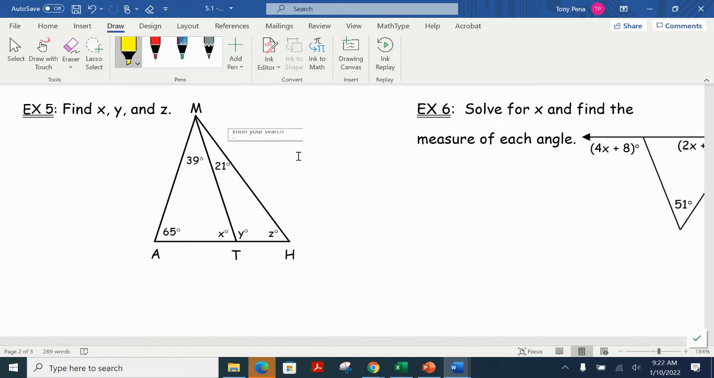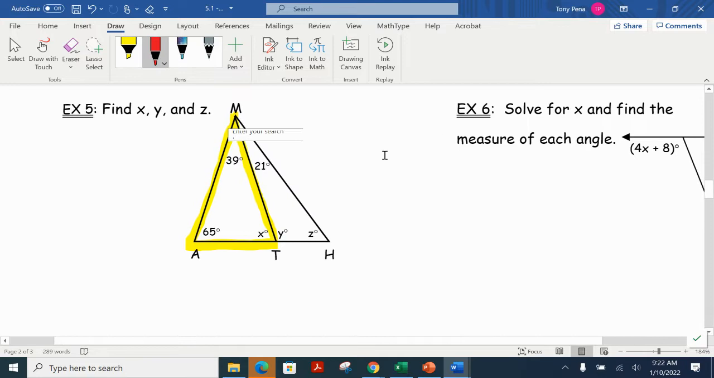All right. Alec. What did you do first, Alec? First, I found X. And how'd you do that? I added 39 and 65 together, and I subtracted it from 180. Good. So he looked at this triangle right here. If we just took this individual triangle here, the inside of those angles have to be 180. So if all three of these have to add up to be 180, can you say that one more time? How did you do that? Did you do the equation or just subtract?